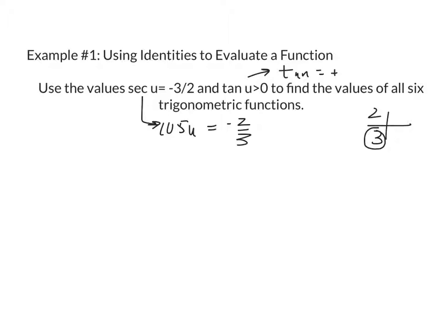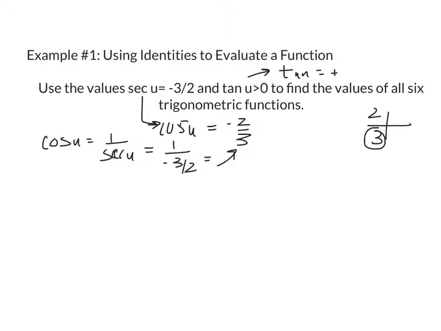Technically we could have used the triangles to figure this out, but example number 1 says use identities to evaluate the function, so that's what we're going to do. I should have done cosine a little differently, but cosine u should actually be written as 1 over secant u, which gives us 1 over negative 3/2, which is how we got the negative 2/3.